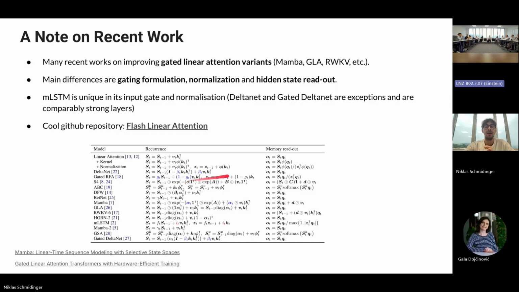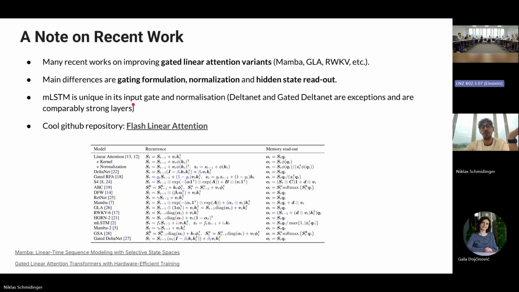And then you usually have a memory readout where you multiply this matrix by the query, and they also differ. So the main differences in these architectures is usually the gating formulation, what gates do they use, how do they normalize, and then also how the hidden state is read out. This is this thing over here.